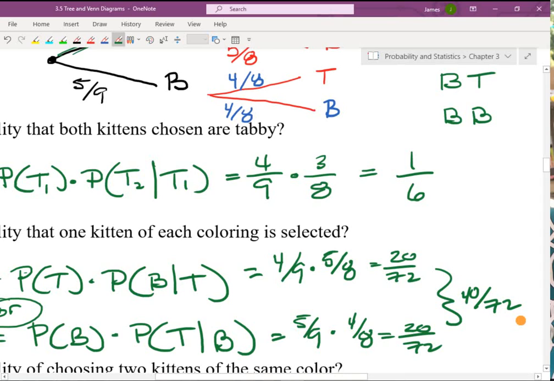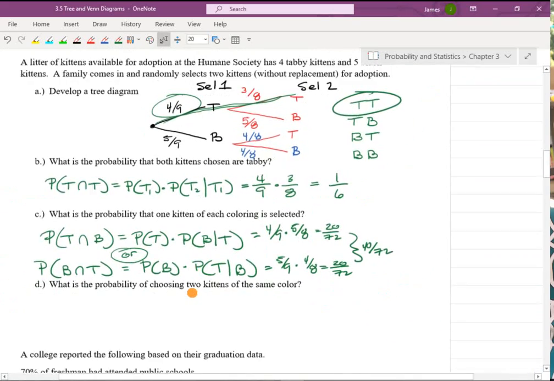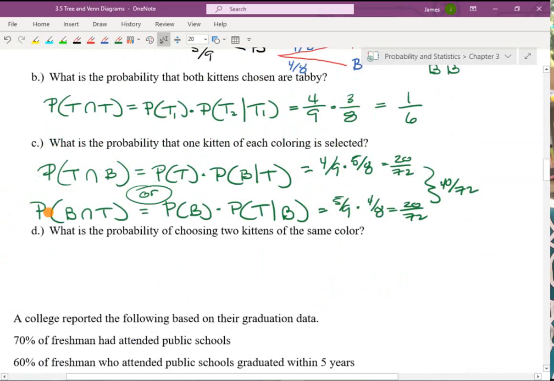So 40 out of 72 would be that probability, okay? Because the first one could be tabby and the second one black, or the first one black and the second one tabby. Okay. And you reduce that obviously as you see fit. So it's the same.